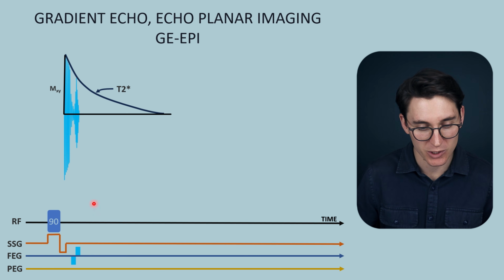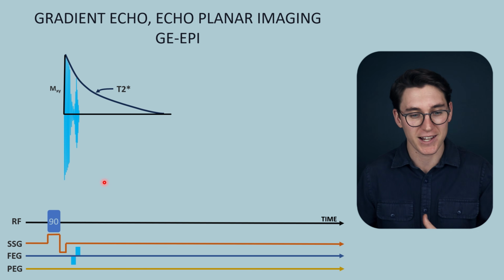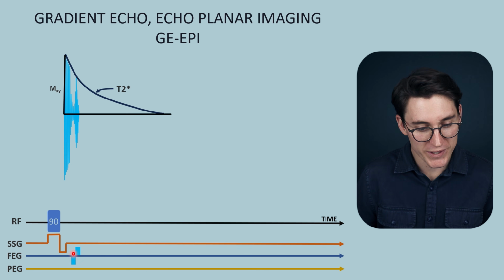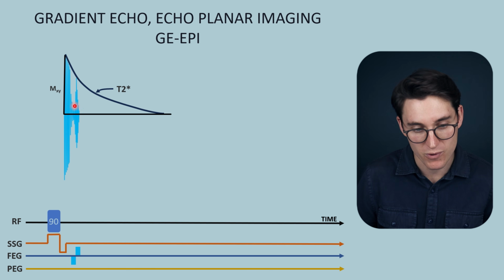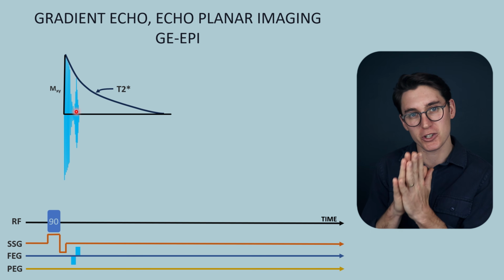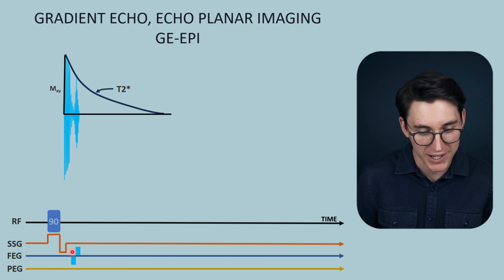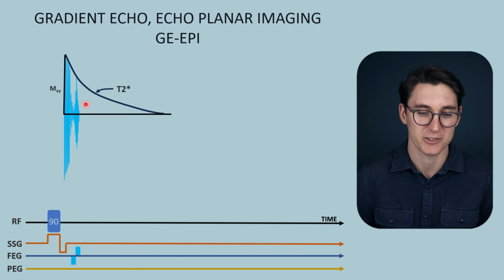Take this pulse sequence here. We've got a basic gradient echo sequence. We apply a 90-degree radiofrequency pulse, and the spins start to dephase at a rate of T2 star. We then apply a dephasing frequency encoding gradient along the x-axis, which causes a rapid loss of transverse signal, and then apply a rephasing frequency encoding gradient, during which we read out our signal.